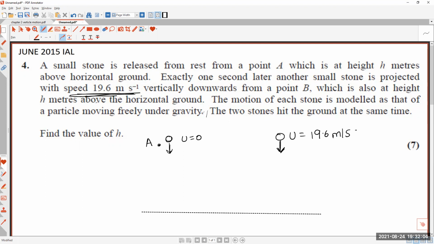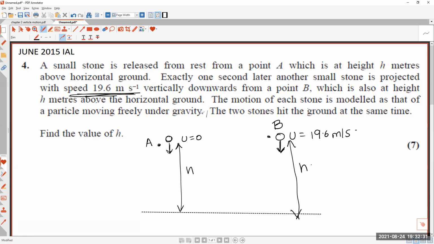Understood everyone? Najmul, did you understand? Is everyone online understanding this? Everyone understood? Yes. So vertically downward from point B. This is your point B, which is also height h, the same height, same height.